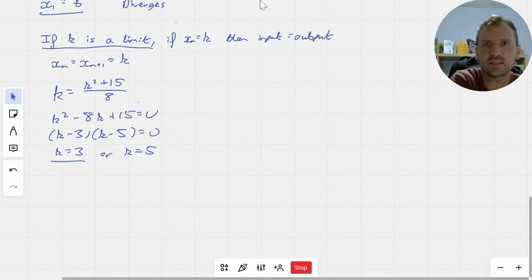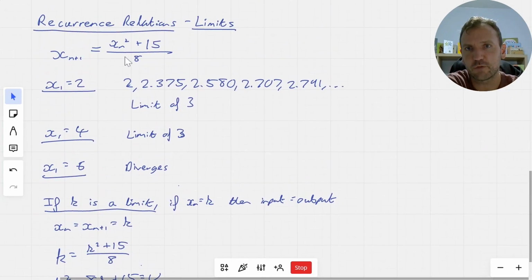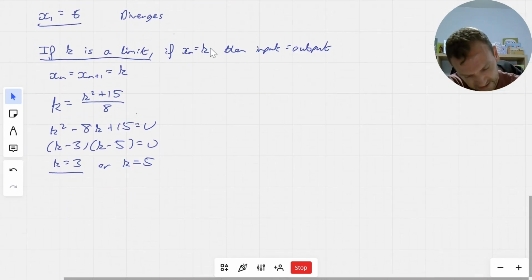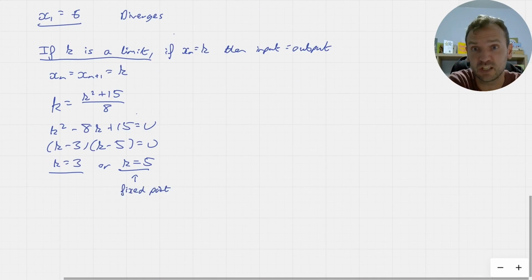Now, this is a weird one, but if we look back at our sequence, if you substitute 5 into here, you do 5 squared, 25, plus 15 is 40, divided by 8 is 5. So if you start with 5, it stays there. So 5 is a limit, but it's only a limit if we start at 5. So we call it a fixed point, and there would be a limit if x1 equals 5, but that turns out it's the only situation where we get that limit, whereas there's lots of situations where we get 3.